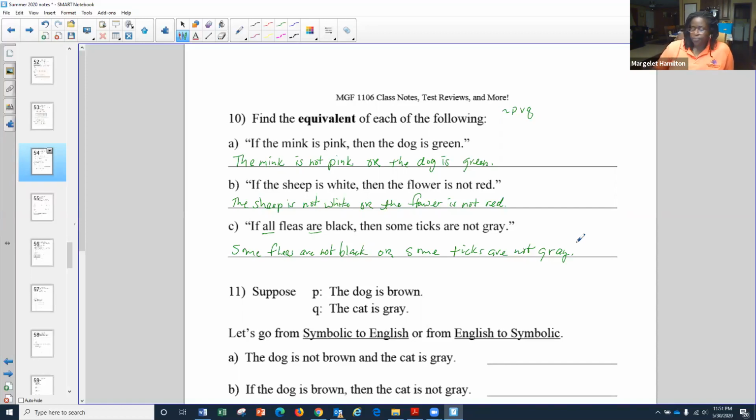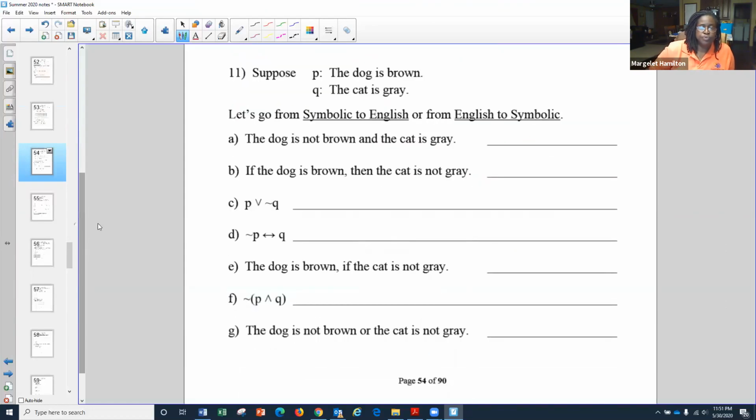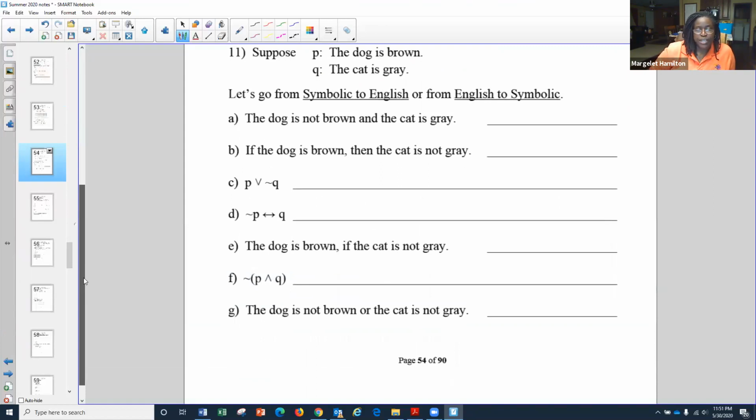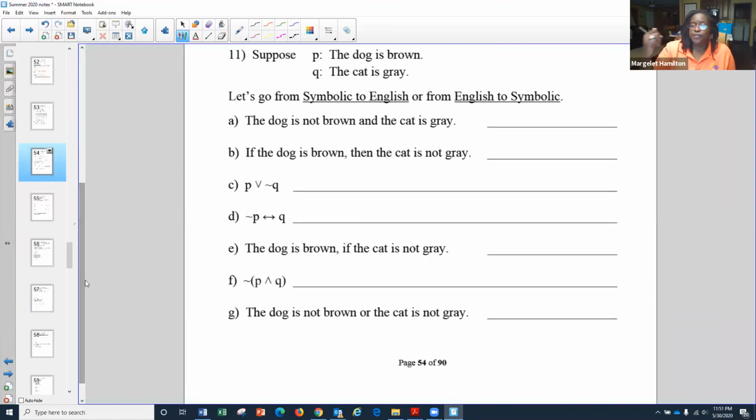So being able to transition your words into symbols and back again is very important, because if you need to set up a truth table or anything like that, you're going to have to go from words to symbols in order to do that. So let's try and get some practice in here. Let's go from symbolic to English, or from English to symbolic.